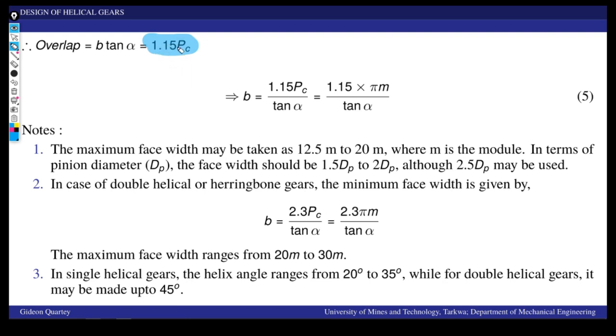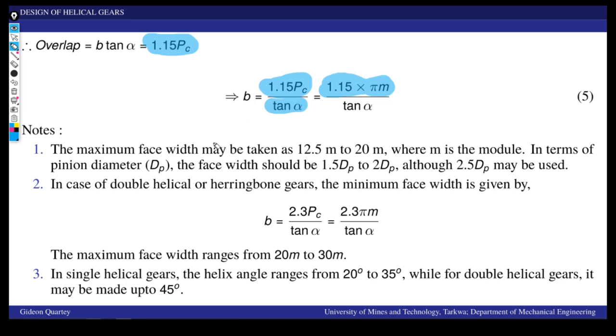So from 1.15 PC, we can say that B, the face width, is equal to 1.15 PC divided by tan alpha. And we know from the design spec that PC is equal to pi m, that is pi times the module. So we have the expression 1.15 times pi m divided by tan alpha. This is the expression for the face width b.